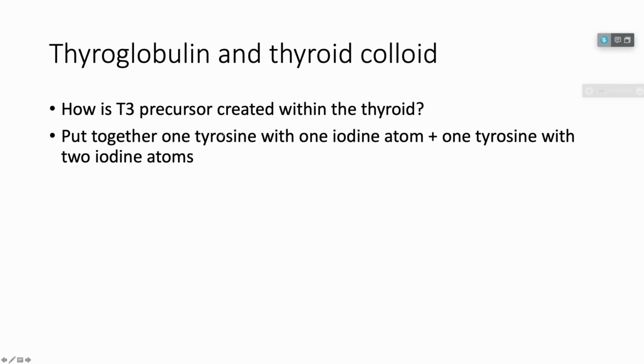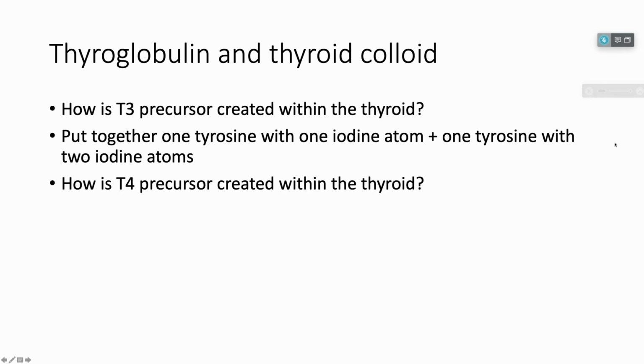So yeah, you have one tyrosine with one iodine atom, right? So that would be the T1. And you've got one tyrosine with two iodine atoms. That's the T2. So one iodine plus two iodines makes 3. So that's where the 3 comes from, literally. It's really, really basic.